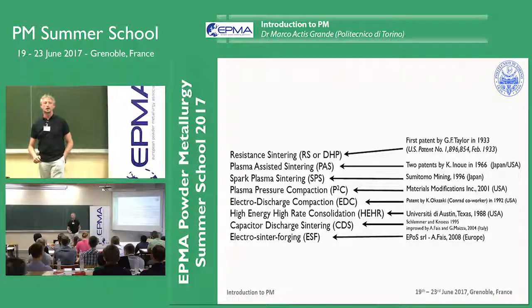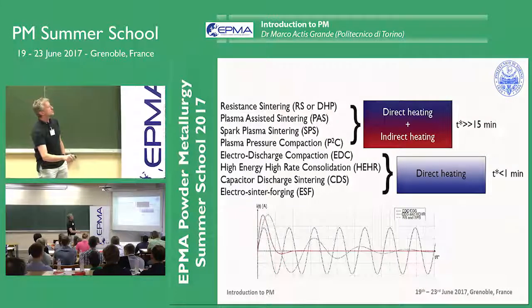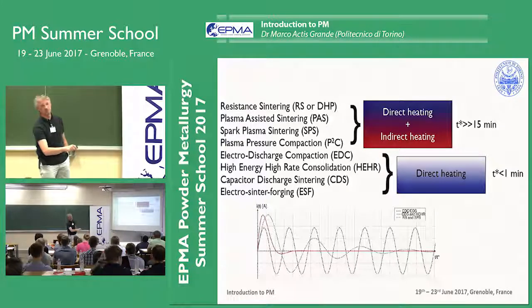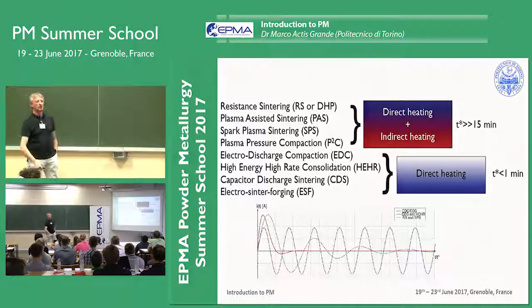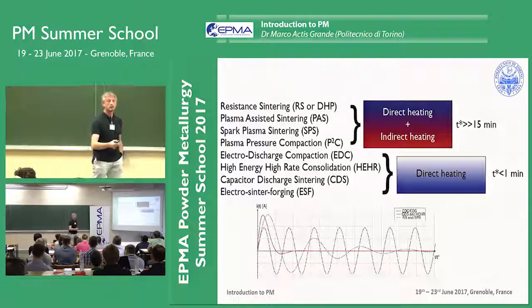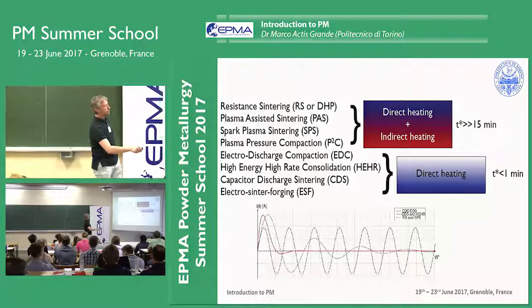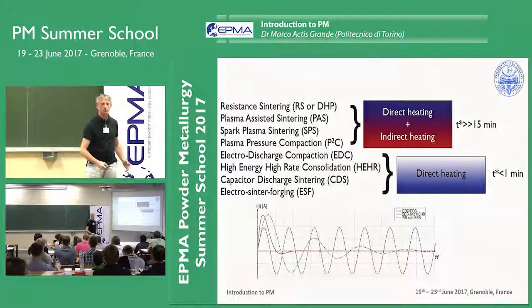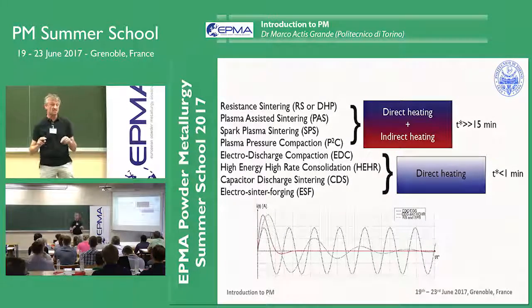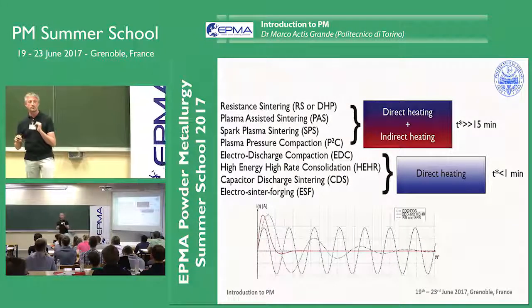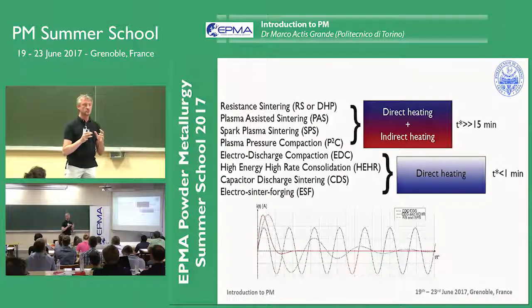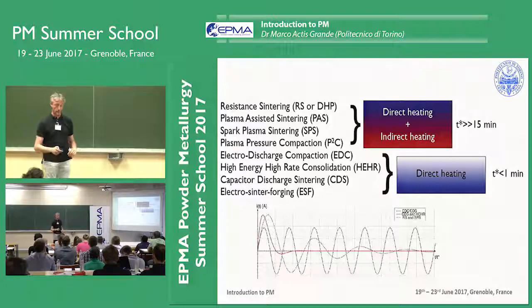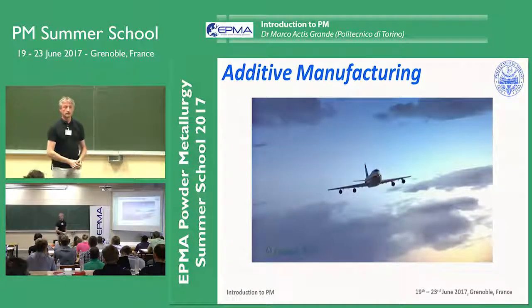But when we are speaking about fast, we are speaking about something in the range of minutes, not hours. That can be in the range of 15 to 30, 45 minutes for the entire process, or about 1 minute for the entire process from compaction to the as-sintered product. Of course, in this case, the concept of sintering is slightly different. It is not something which can be described in the definition that was given to you earlier on. And then, additive manufacturing.